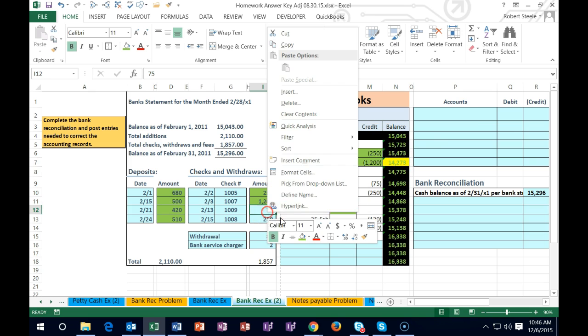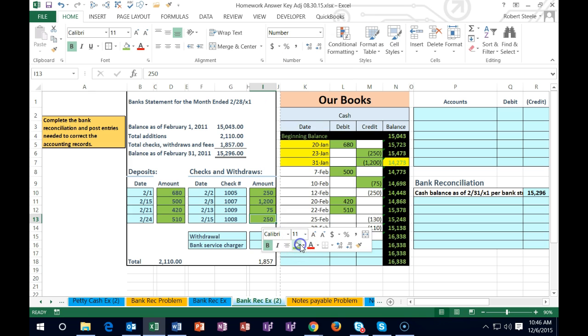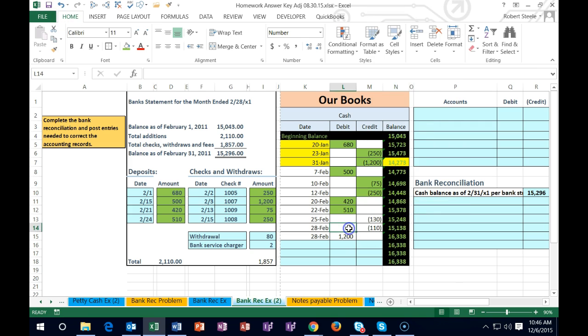Here's the 75 on 2/13. We wrote it on 2/10, and then here's the 250 on 2/15, and we wrote it on 2/12. So we've cleared all those out. Now that's everything that we have tick and tied that was outstanding from last month, and the things that we can clear off as of this month.